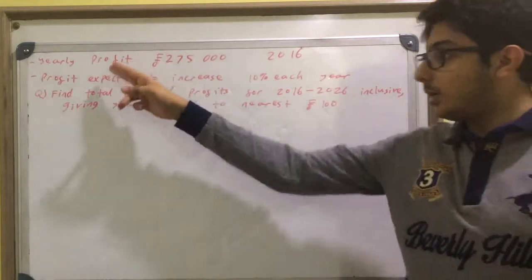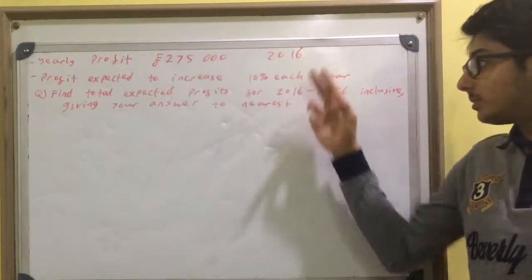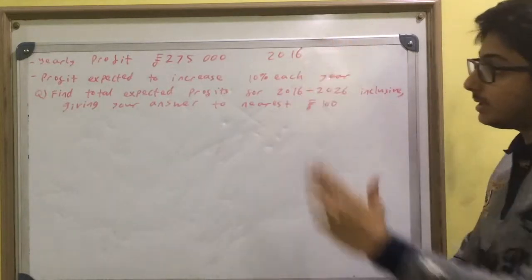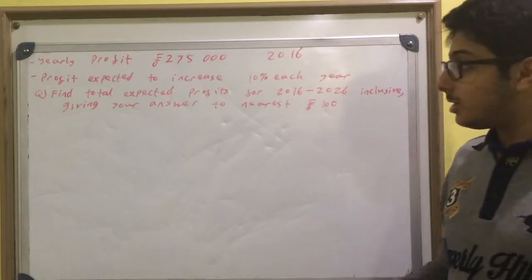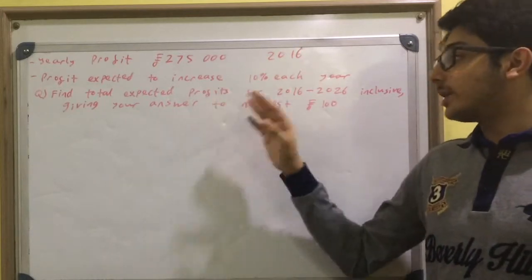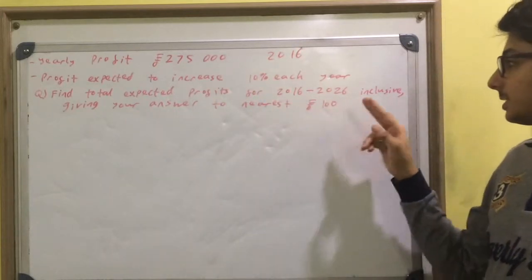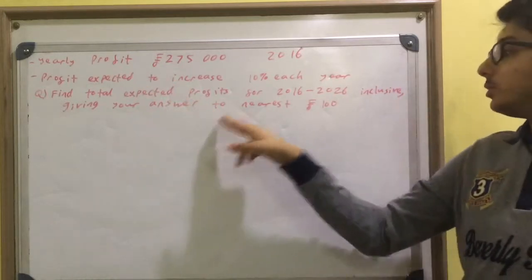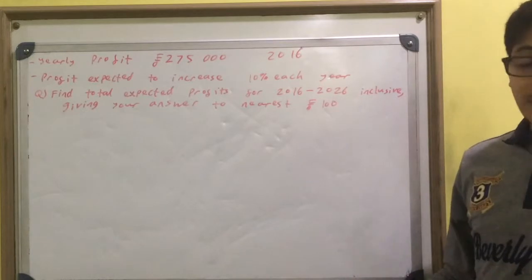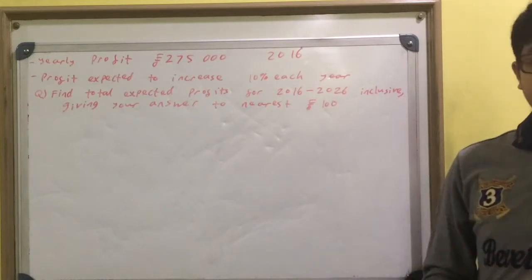The business makes a yearly profit of £275,000 for the year 2016. The profit is expected to increase by 10% each year. The question is, find the total expected profits for 2016 to 2026 inclusive, giving your answer to the nearest £100. Pause the video, have a go, then I'll go through it.